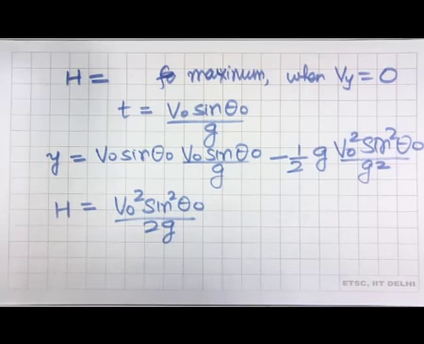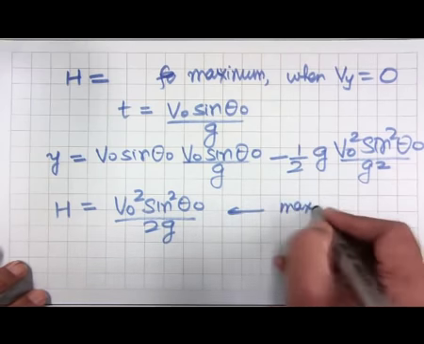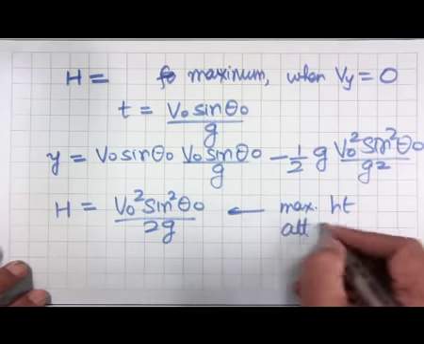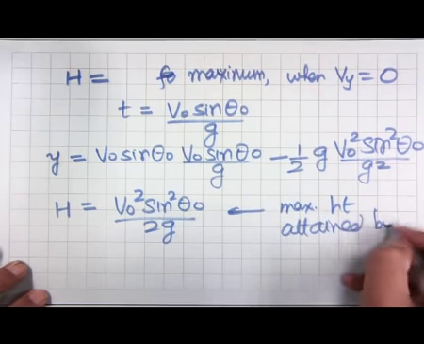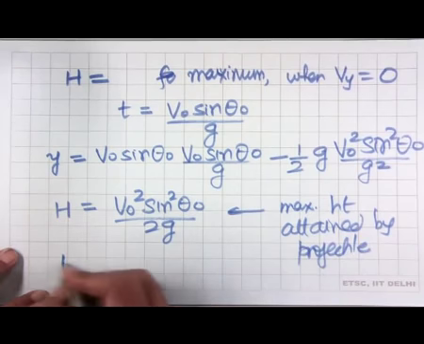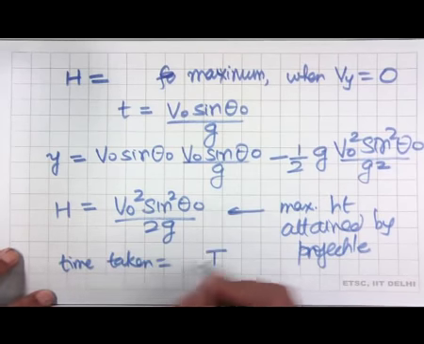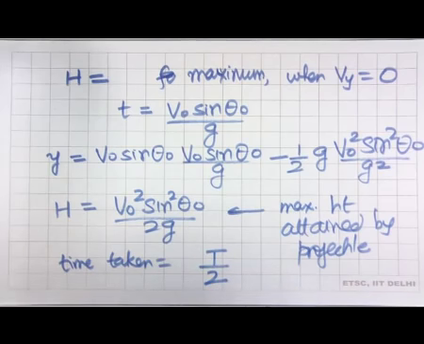So, this is the maximum height attained by the projectile, and the time taken to attain this is equal to t by 2, where t is the total time for the flight.